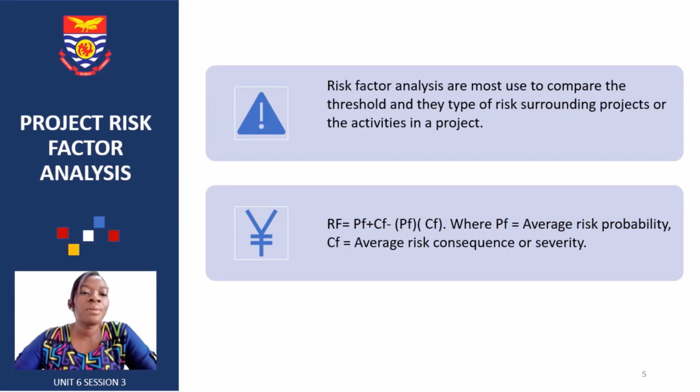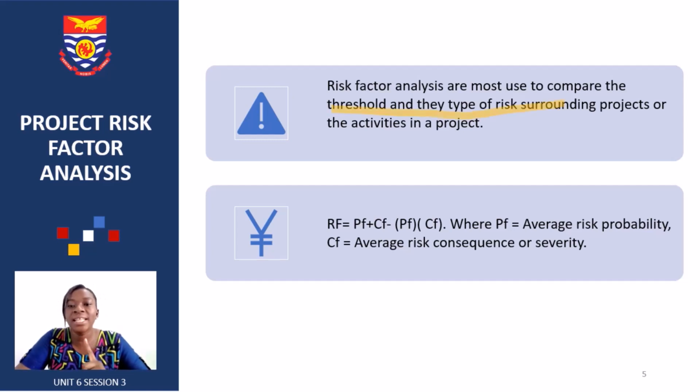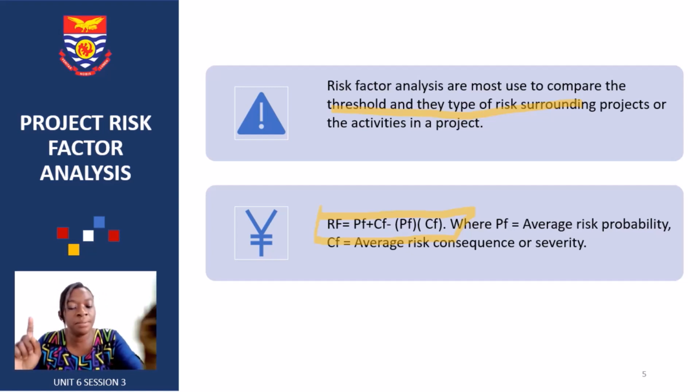Going forward, we need to be able to do the project risk factor analysis, which is basically used to compare the threshold and the type of risk which surrounds your project or the activities in your project. It's calculated as RF = PF + CF - PF × CF, where PF is the average risk probability and CF is the average risk consequence.